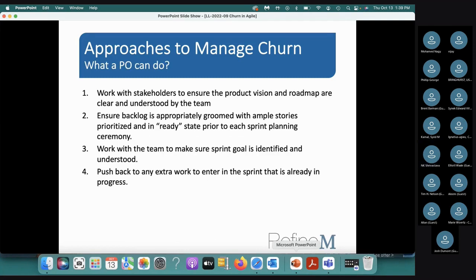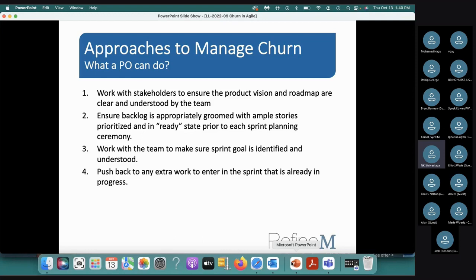Now what a PO can do: work with stakeholders to ensure product vision and roadmap are clear and understood by the team. So why are product vision and roadmap important? Because that sets the priority. Because that sets the roadmap, it says what is going to happen first, then next, then next. So it's important to have a vision and roadmap set. In the absence of vision and roadmap, it will be ambiguous, right? And that is where I was talking about product management being immature. If you have mature product management, then the product team will set up the product vision and roadmap, and the product owner is the person who facilitates that and then brings it to the team.